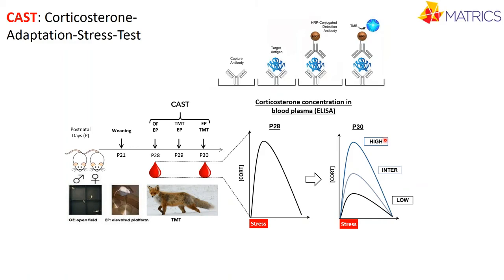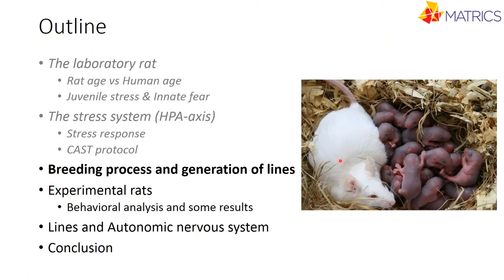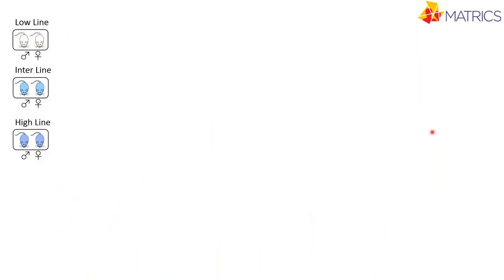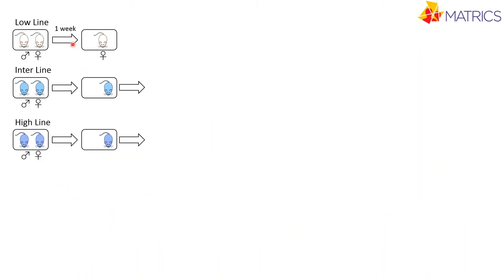And we could see the low and the high line as two extremes in the way they respond and adapt to stress. So this is the basic statement of the development of our lines. And now I will show a bit what is happening during the breeding procedures of those lines.